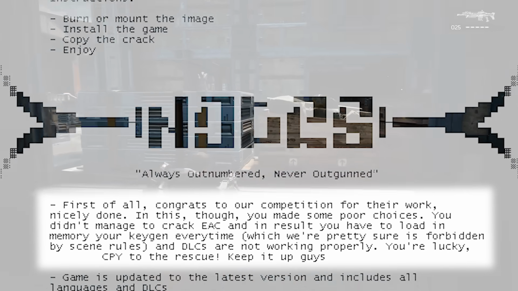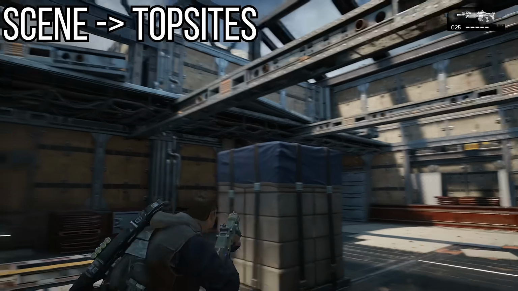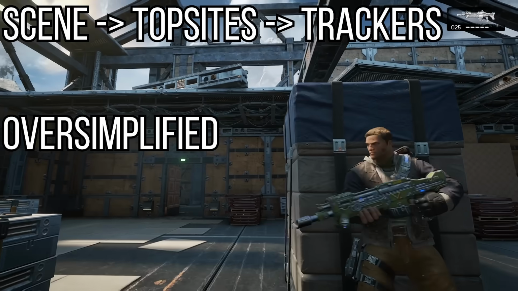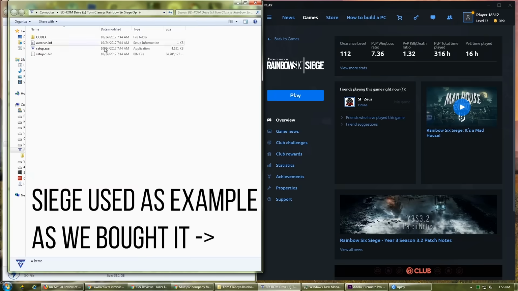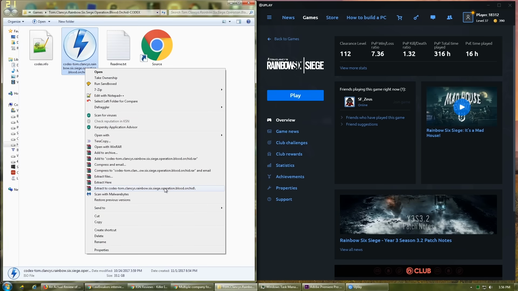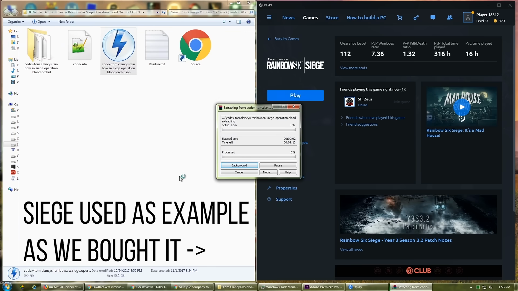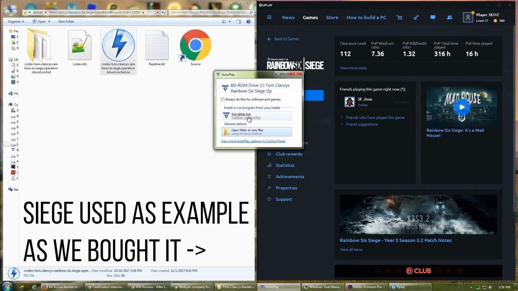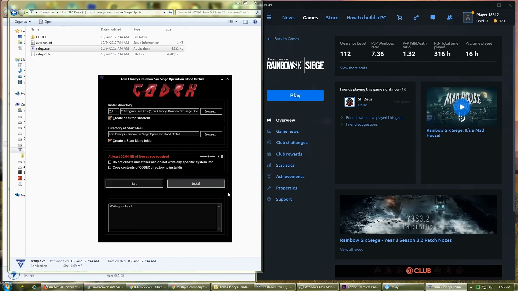As to how they release their crack, they upload it onto underground top sites, from which it is leaked onto private and public trackers like the Pirate Bay. The upload contains the crack files bundled with the game installer and an ISO file. This ISO file can be burned onto a disk, extracted like a zip archive, or mounted on a virtual drive. Then all that's left is to install the game and copy the crack over to the game directory.